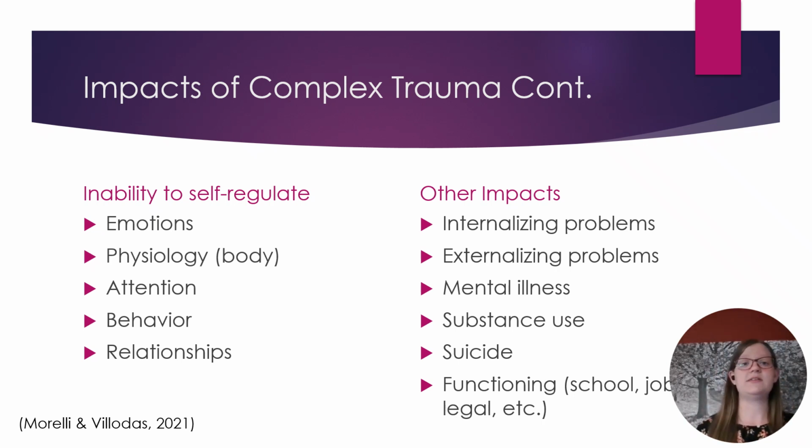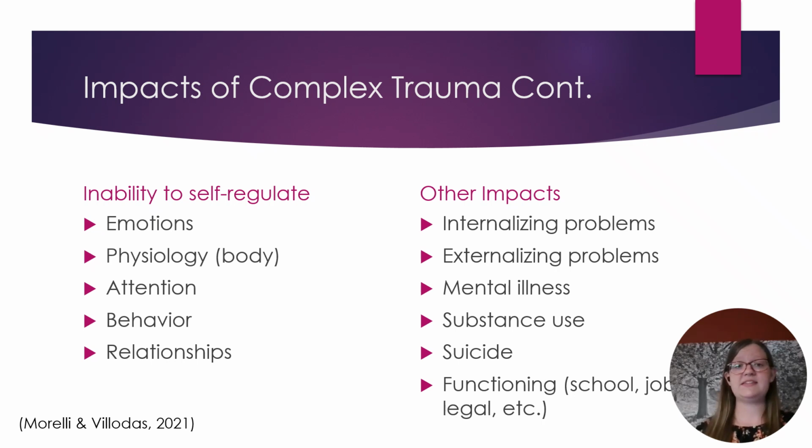And Morelli and Vellotis describe the fundamental impact of complex trauma as being an inability to self-regulate. And so self-regulation means that a person can control various aspects of themselves. So when something is functioning too high, they can bring it back down, or if something isn't functioning well enough, they can bring it back up to a normal level. And so for individuals who've gone through complex trauma, this can impair their ability to regulate their emotions, their physiology, their attention, their behavior, and their relationships, which are all things you will likely see in some of our campers.